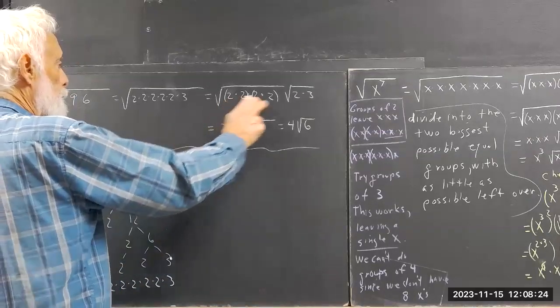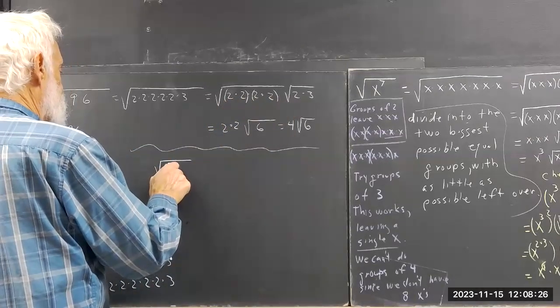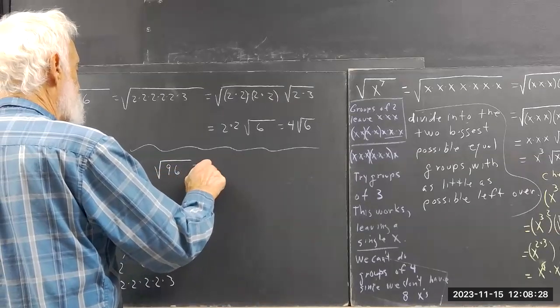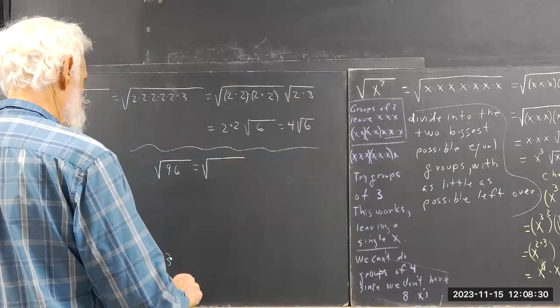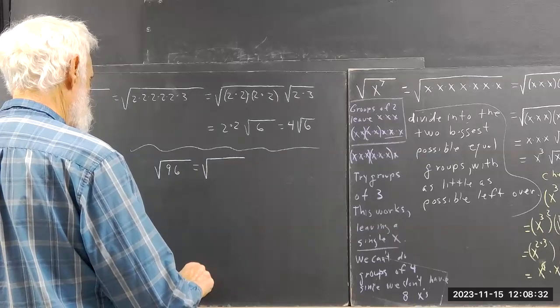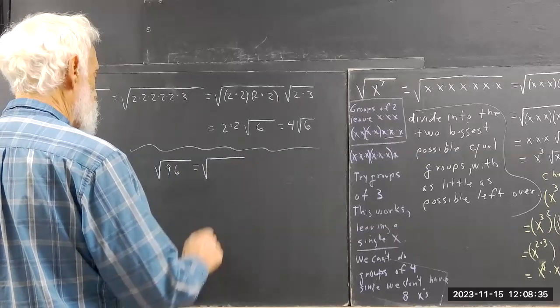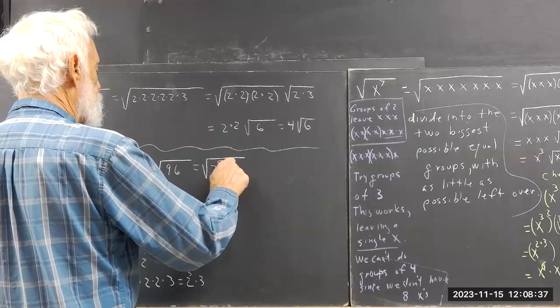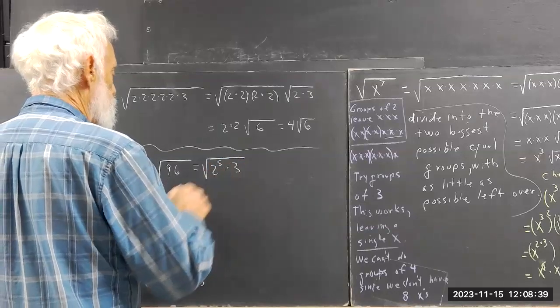To shortcut all this writing, we can say that the square root of 96 is the square root of 2 to the 5th times 3.